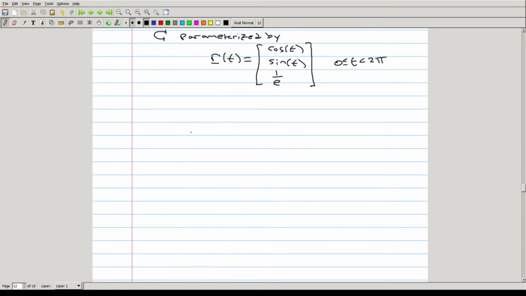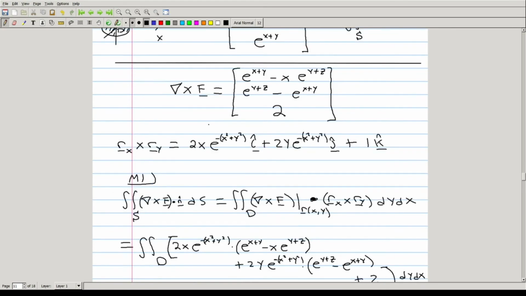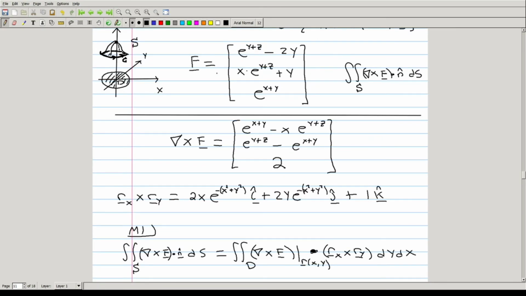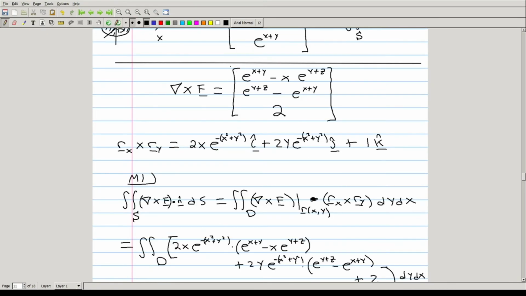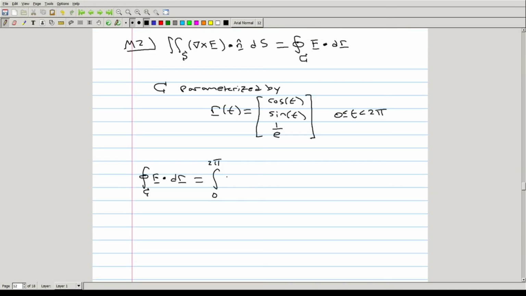So then when we go through and evaluate this, the circulation integral of F dot dr is going to be equal to the integral from 0 to 2 pi of F of r of t, or not the curl of F of r of t, not the curl, the vector field F itself. So this vector field evaluated at r of t, dot product with r prime of t dt.